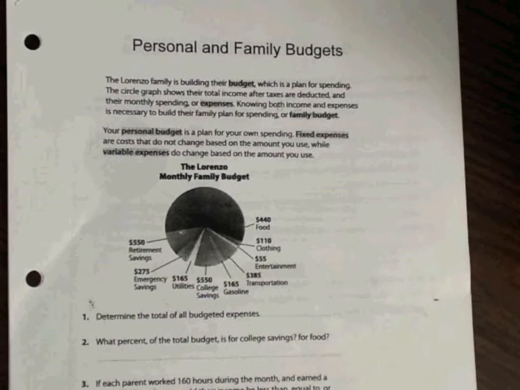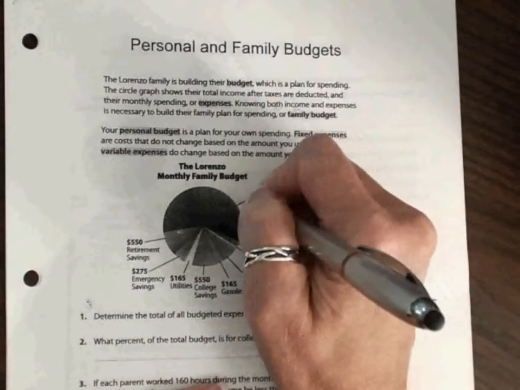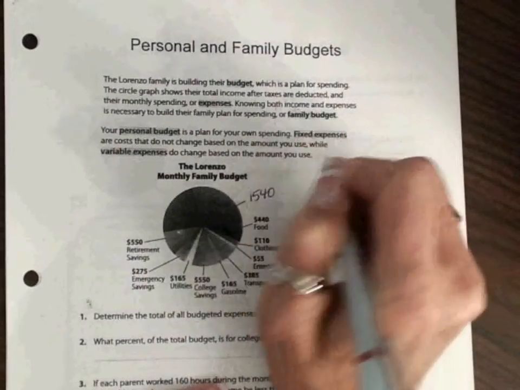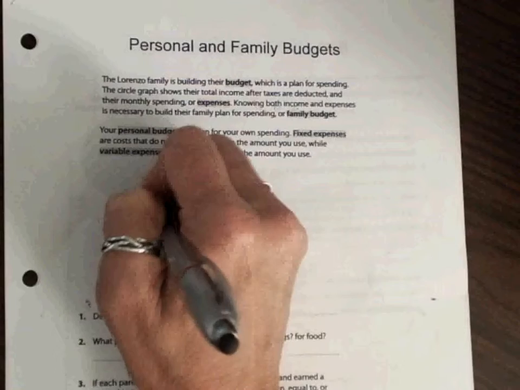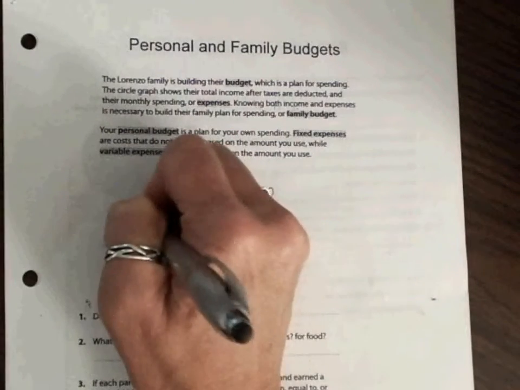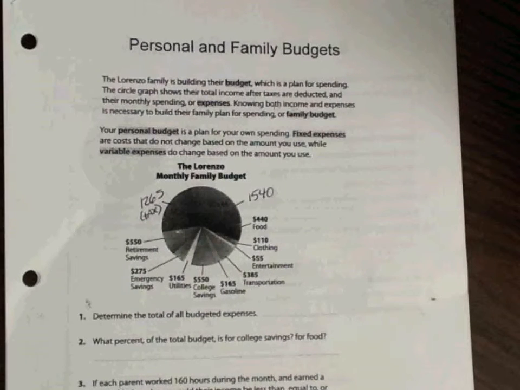So today we went over the financial packet, and the first thing we covered is personal and family budgets. First thing I'm going to do is write in these two numbers for housing, which is difficult to read on your paper, and taxes. So this is our tax, and 1540 is our housing.